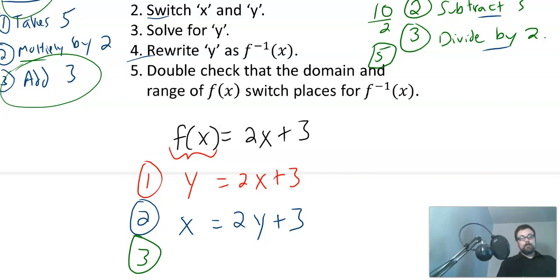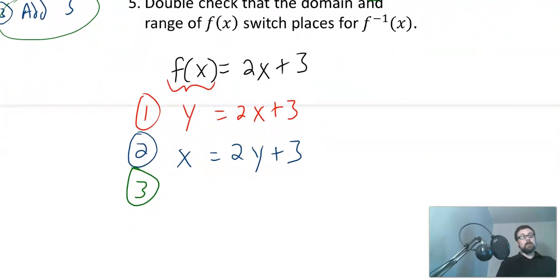Step 3, solve for y. And this is where we're going to have to do the heavy lifting. We're going to solve this for y, and this one's actually not too hard, but some of them are going to be pretty challenging. First step to get y by itself here is to do what? It's to subtract 3. Well, that should sound familiar.